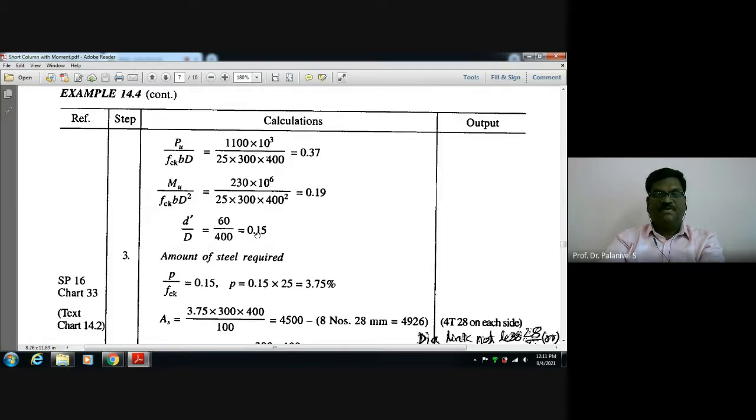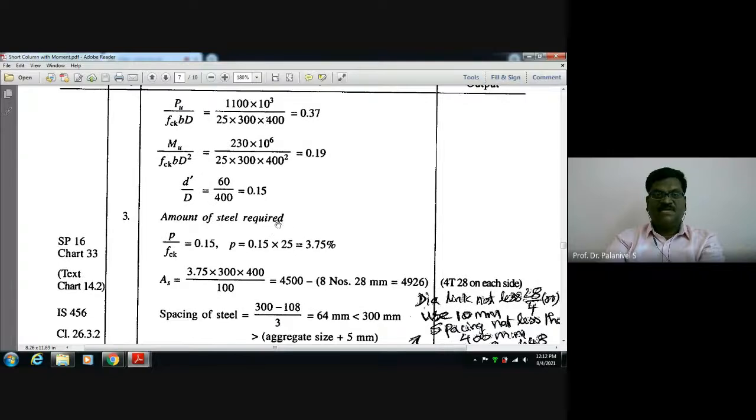So 0.15, you are getting 0.15. Suppose you are assuming 50 mm because it's not given, say it comes to 0.125 or 0.14, take it as 0.15. Okay, remember. Now, the amount of steel required.